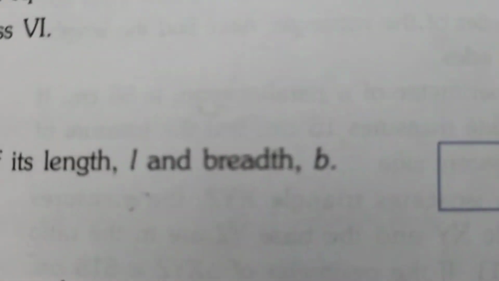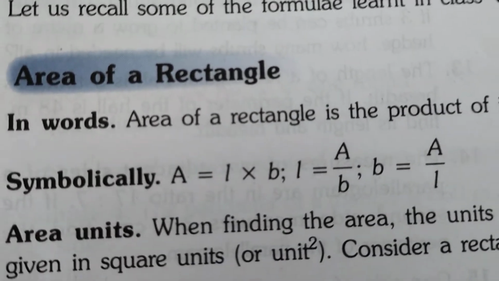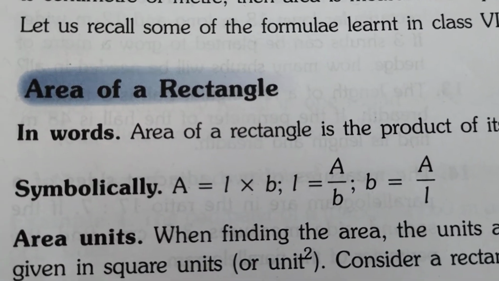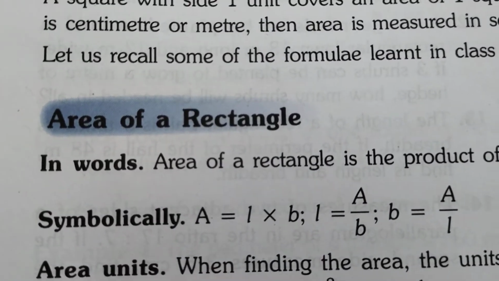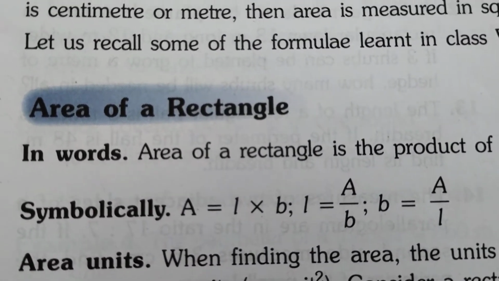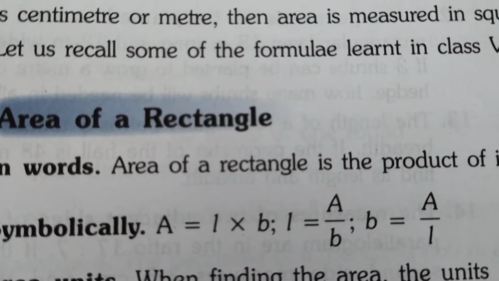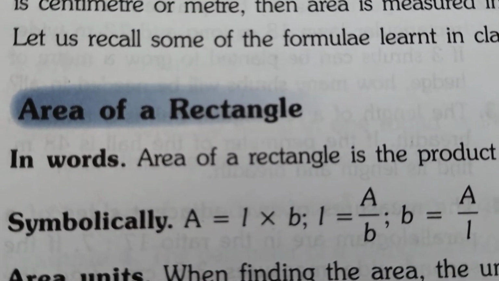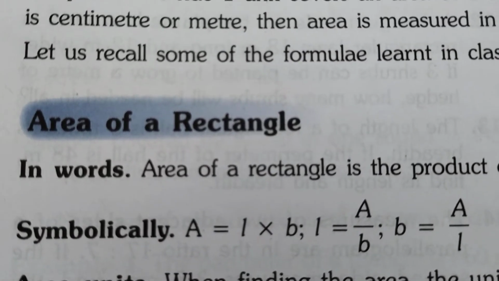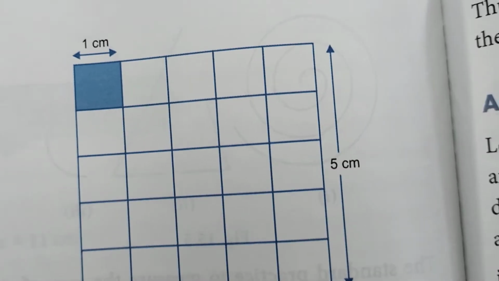If you want to see this figure, length and breadth. So area of a rectangle is L into B. We can see that if you know length and breadth, you can find out its area. When they give area and breadth, you can find out length: L is equal to A by B. When they give area and length, you can find out its breadth: B is equal to A by L.